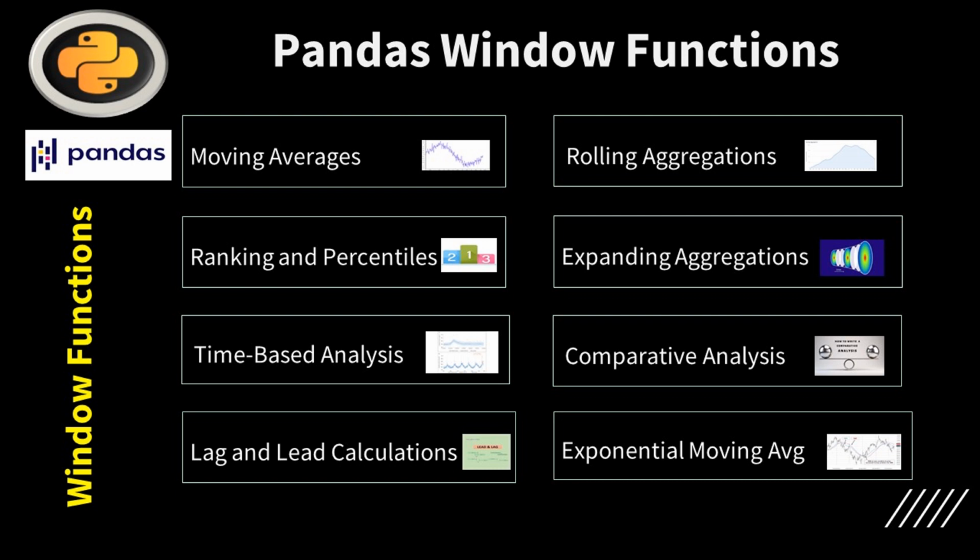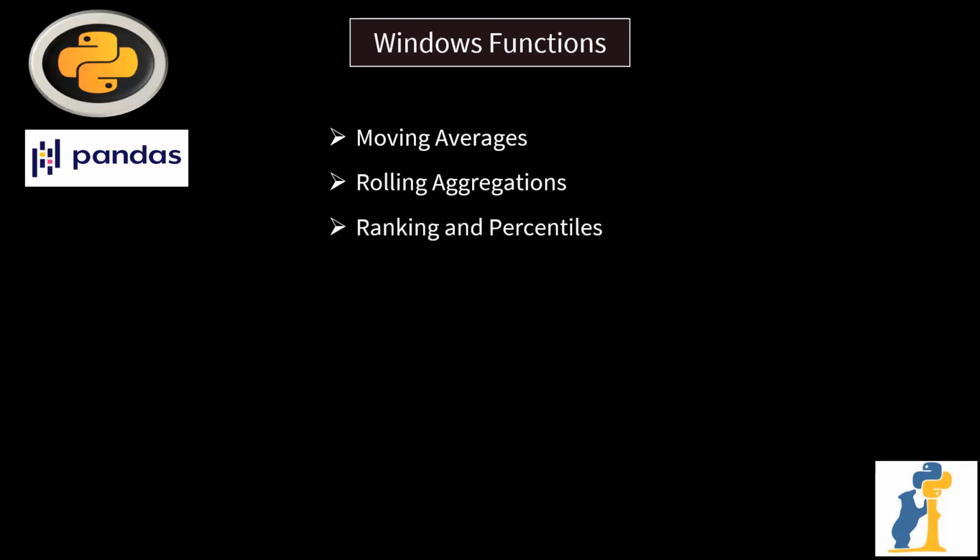All right, so I am telling you some common use cases of window functions in Pandas. As I said, you can perform a lot of operations. We can perform moving averages. Window functions are commonly used for calculating moving averages and rolling aggregation. You can compute rolling sum, mean, median, standard deviation, or some other specified window rolling aggregation. You can perform ranking and percentile, and expanding aggregation. Expanding aggregation means you can perform cumulative sum and cumulative averages.